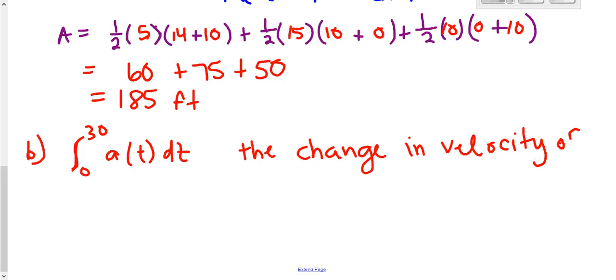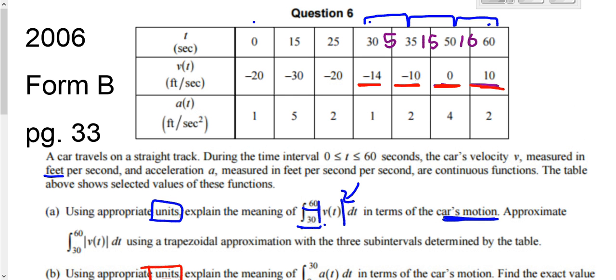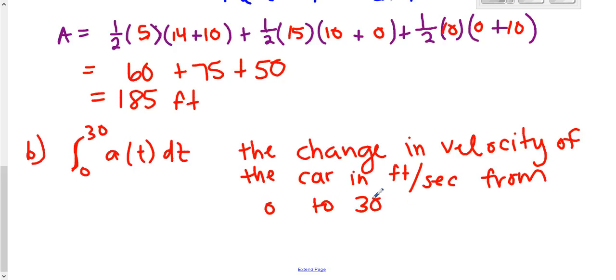Velocity of what? Of the car. It says units. So what is our velocity measured in? Well, our velocity is measured in feet per second. So we can say that down here in feet per second. And where are we looking? It's from 0 to 30 seconds this time.